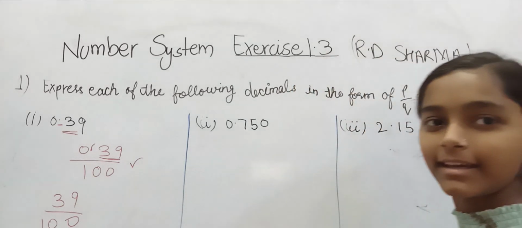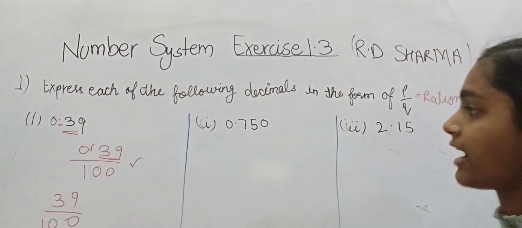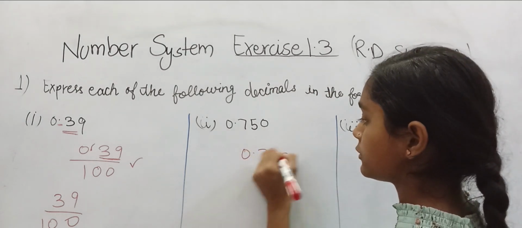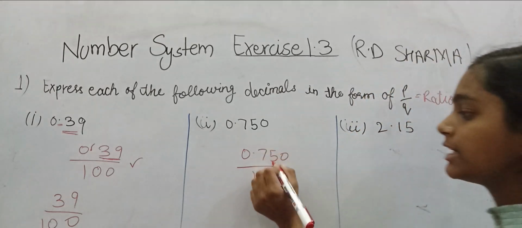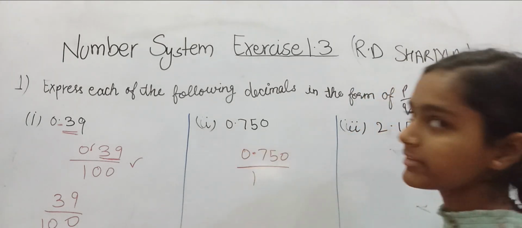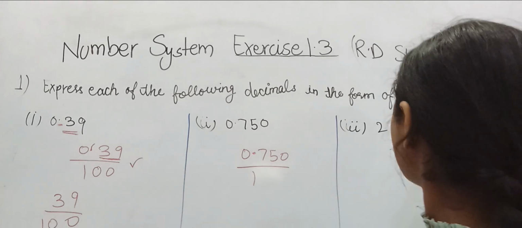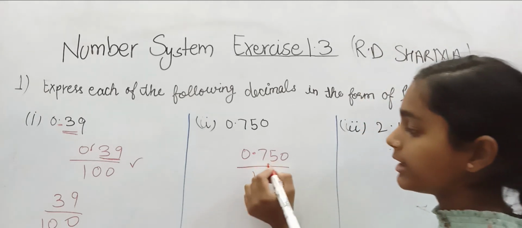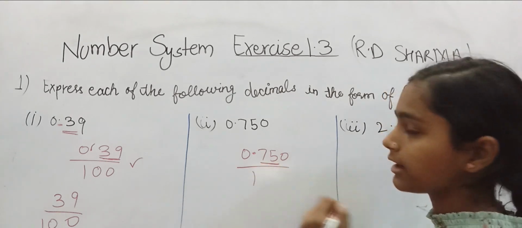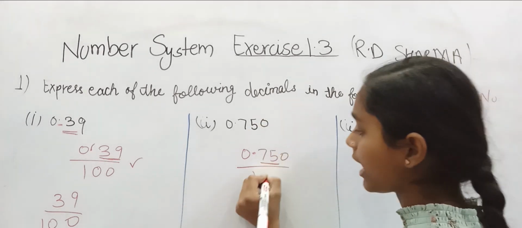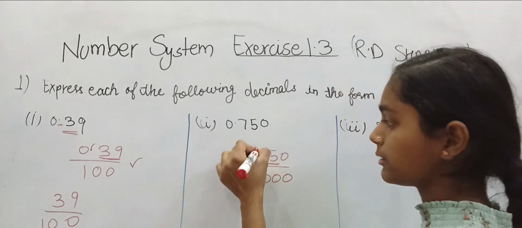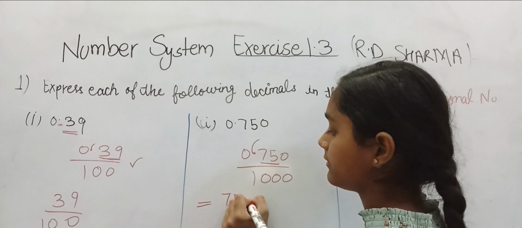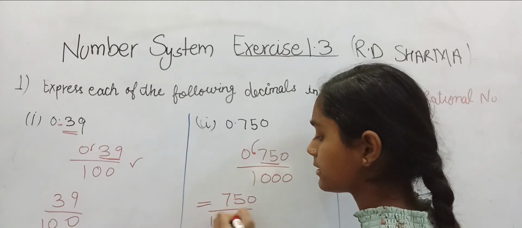Now moving on to the second part, which is 0.750. Now we would write it as 0.750 by 1. Now how many digits are there after the decimal, because we need to remove the decimal to make it in the form of p by q, in the form of rational numbers. There are 3 digits. So we'll just add 3 zeros here and remove the decimal. So the final answer would be 750 by 1000.